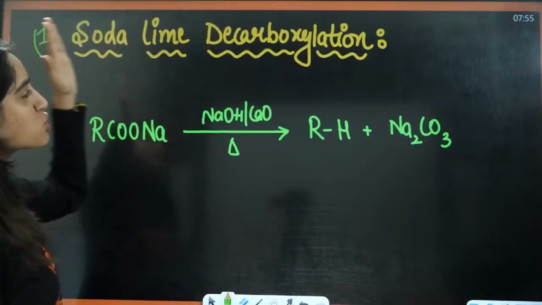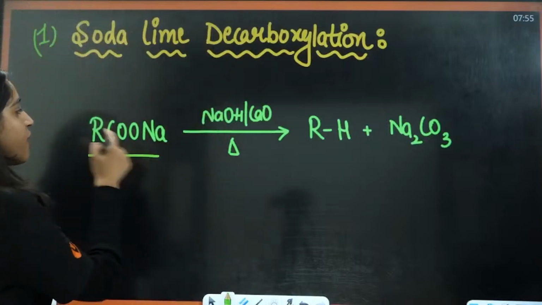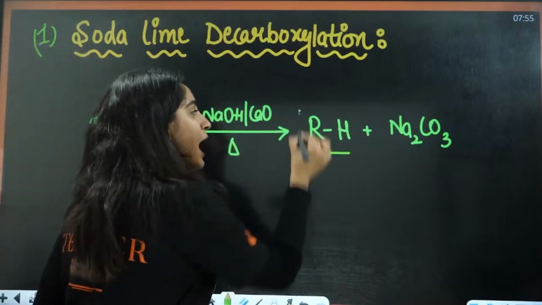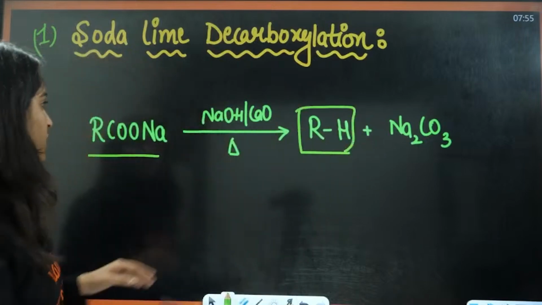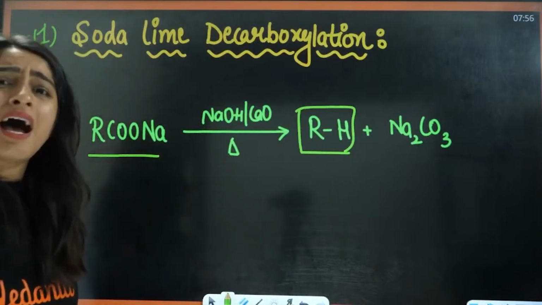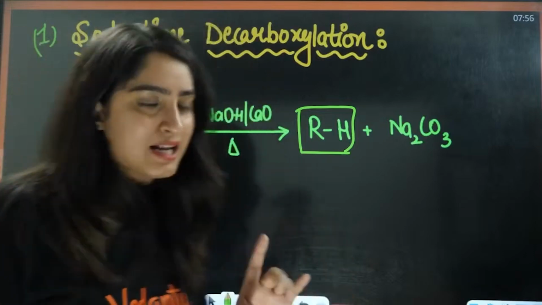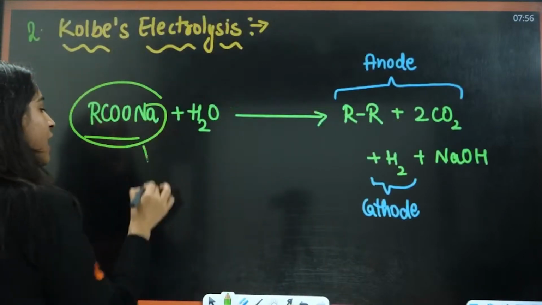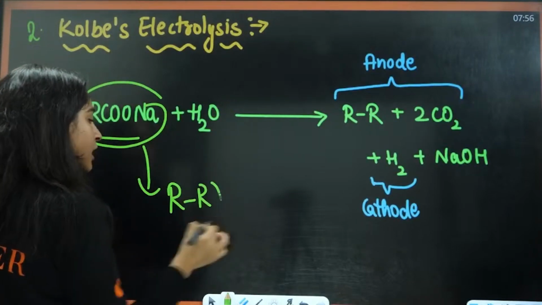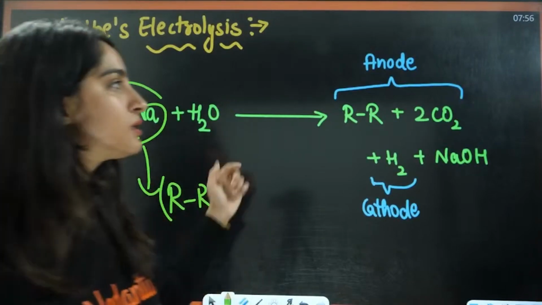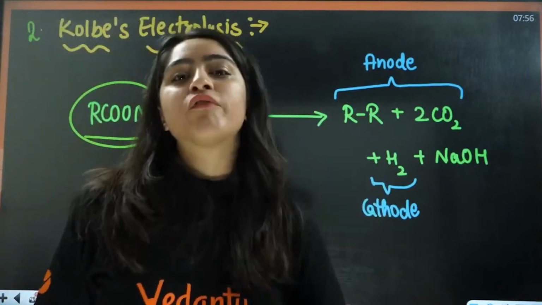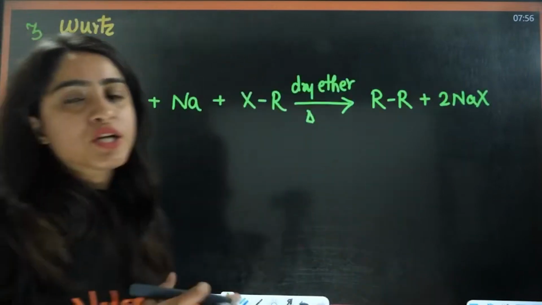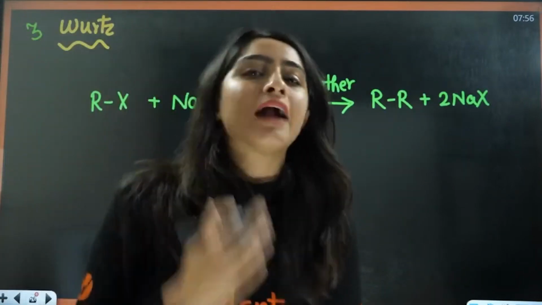Now first is soda lime decarboxylation. Here you have RCOONa with NaOH, heated, and you will have the hydrocarbon RH, with one carbon less than the alkyl chain. Next is Kolbe electrolysis. Here you will have the hydrocarbon R-R, which has double the alkyl chain. Next is Wurtz reaction, and Wurtz-Fittig reaction and Fittig reaction.